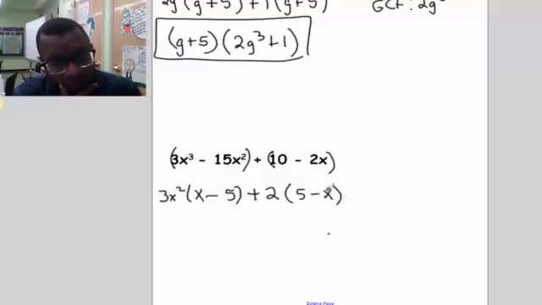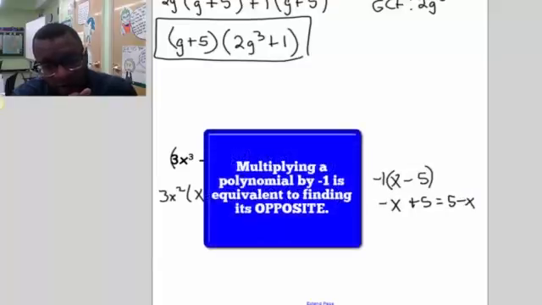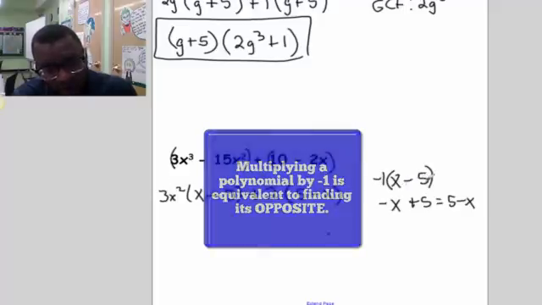Okay, and so notice here, x minus 5 and 5 minus x are not equivalent because remember, with subtraction, we cannot use the commutative property. All right, so what I want to point out is that x minus 5, if I were to multiply this by -1, I would get negative x plus 5, which is also the same as writing 5 minus x. So I can rewrite this as -1 times x minus 5.